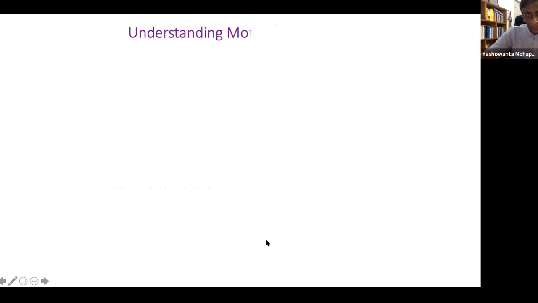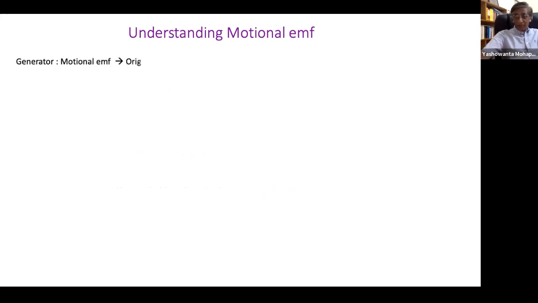Now let's take up motional EMF. You are familiar with it, I know, but let's try and understand the physics. That's the physics of a generator. But remember, the origin is in the Lorentz force. There's really no new physics in motional EMF. That's the point that I want to make.